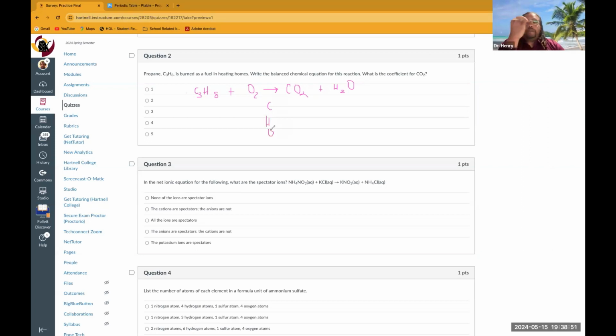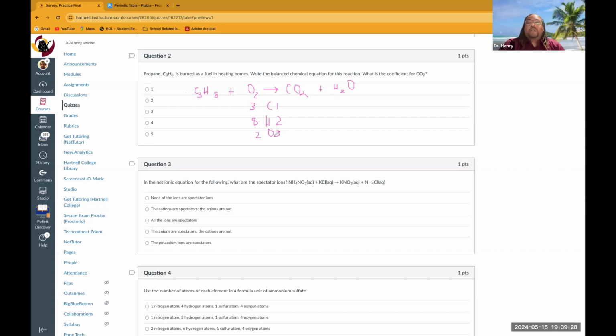So on my reactant side, how many carbons do I have? 3. Product? 1. Reactant side, how many hydrogens? 8. Product? 2. Reactant side, how many oxygens? 2. And product side, 3. Okay, do you guys all agree? Is it balanced? No.